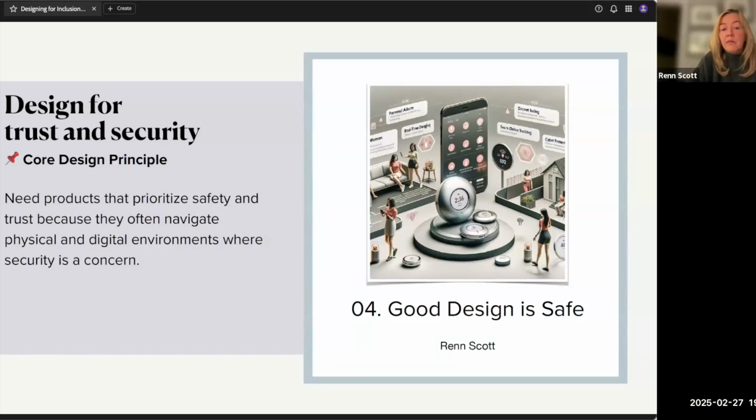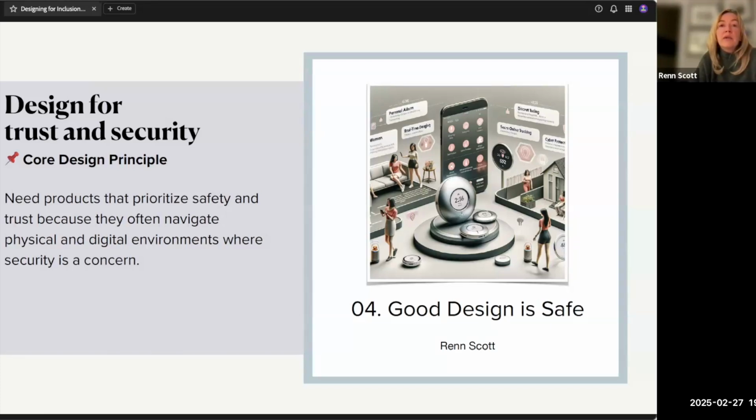What I have heard from women and the people I've interviewed along the way for the products, services, and apps I've designed is that they need products that prioritize their safety and trust, because they often navigate physical and digital environments where their safety is a concern. Those on the call who are men would also relate, but for women, certainly this is a key, larger concern.